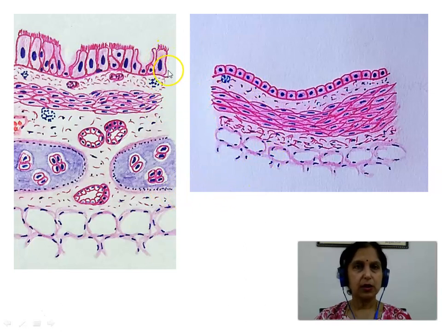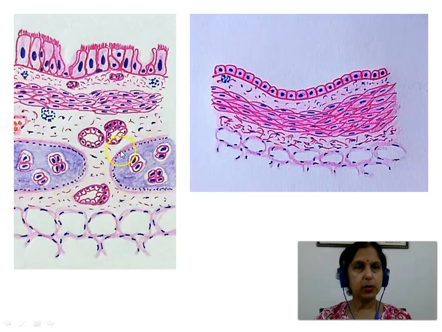The lining epithelium of the bronchus, as we see here, is pseudostratified ciliated columnar epithelium with goblet cells, while in a terminal bronchiole it is simple cuboidal epithelium. These are non-ciliated cells and they do not show the presence of goblet cells. Lamina propria shows seromucous glands here, and even we see seromucous glands in the submucosa. We do not see any seromucous glands in the bronchiole.